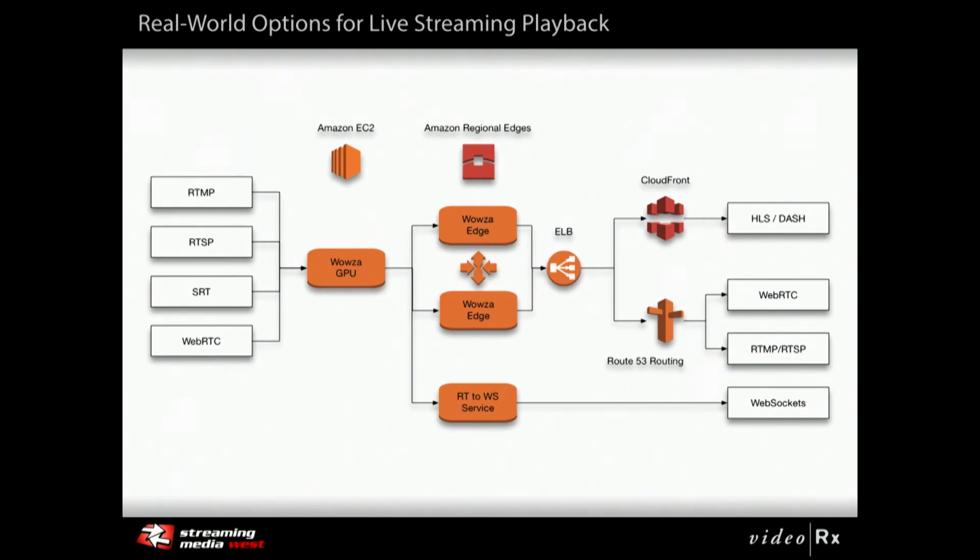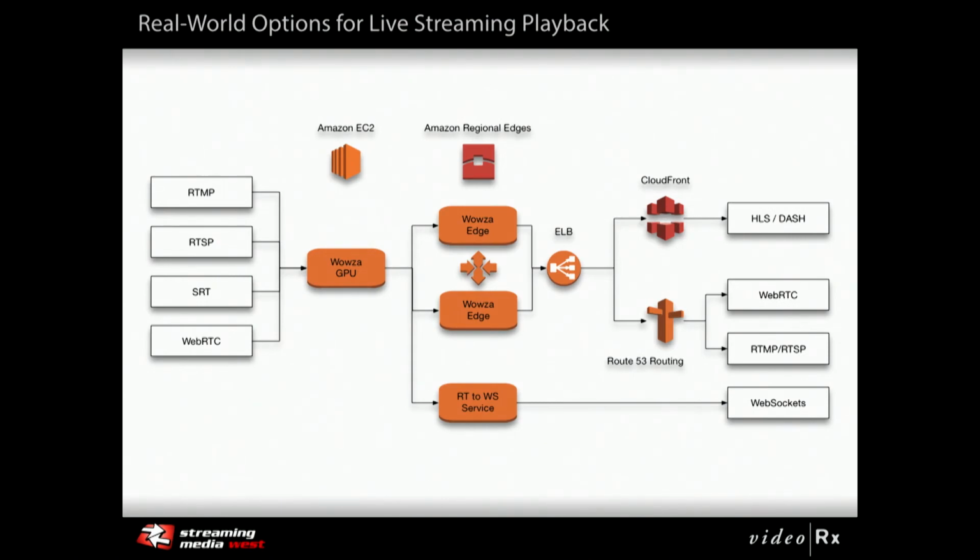You could replace Wowza with any media server that has equivalent capabilities. In this example, I show that you can have a GPU instance on Wowza consuming any one of these formats. Like I said, Wowza supports SRT, so if you wanted to play around with that, you could. Output that to edges. Those don't even have to be Wowza edges. They could be Nginx edges if you're just using RTMP or HLS.